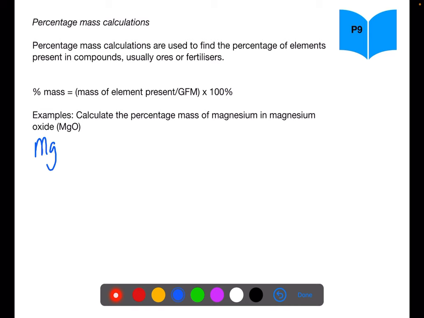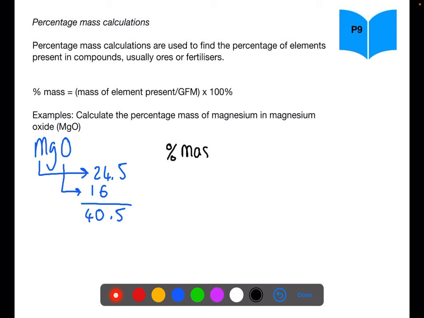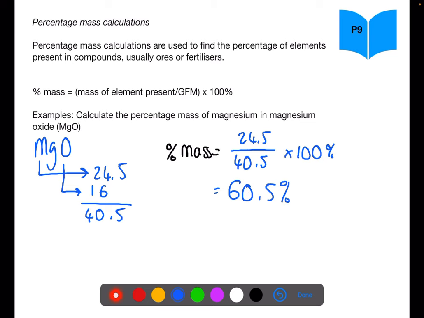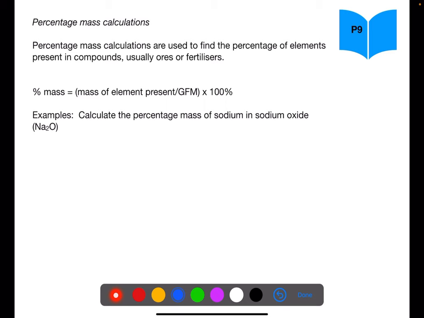The first step is to find the gram formula mass of magnesium oxide. The percentage mass is then the mass of magnesium, which is 24.5, divided by the full gram formula mass, 40.5, all times by 100. This gives a percentage of 60.5% magnesium within magnesium oxide. Let's try a second example.